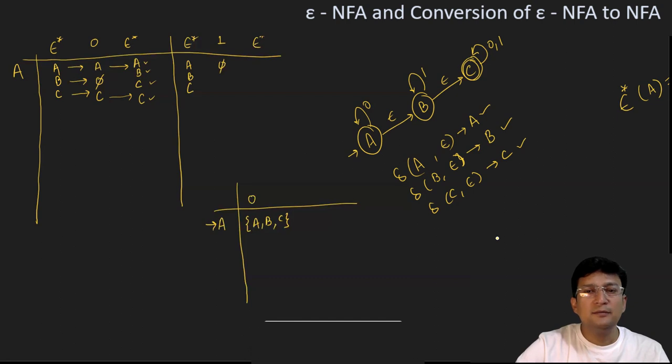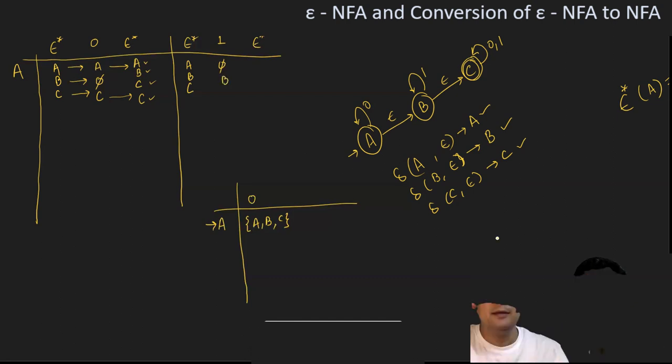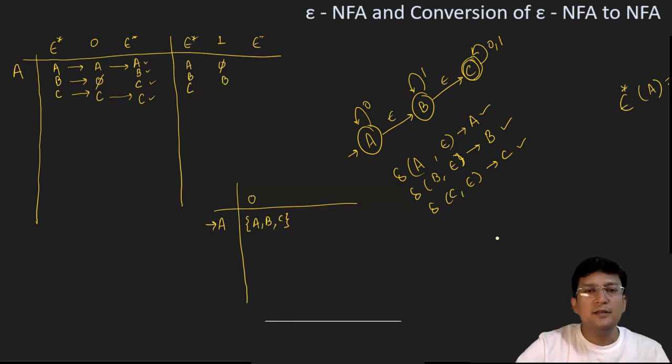B on 1 is defined and it reaches to state B. And then C on 1 remains at itself. Fine. Now we'll compute the epsilon closure of these symbols. So phi, there is no meaning of computing the epsilon closure of phi. So for B, the epsilon closure will be B and C.